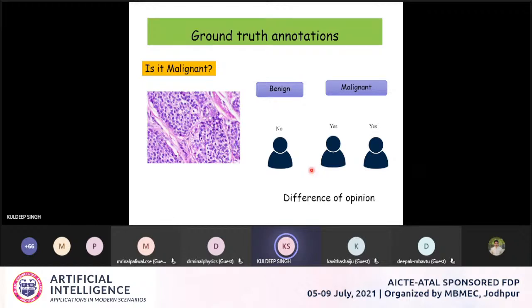Next issue with the testing of the model is ground truth annotation, or assigning the label to the images. Some of the medical modalities are very complex in nature. Since they are complex in nature, there is a difference of opinion among the experts. Let me give you an example of histopathology images. There is always a difference of opinion among the doctors.